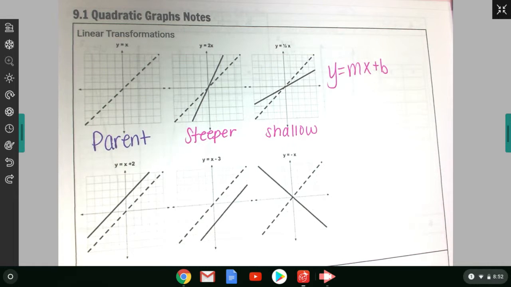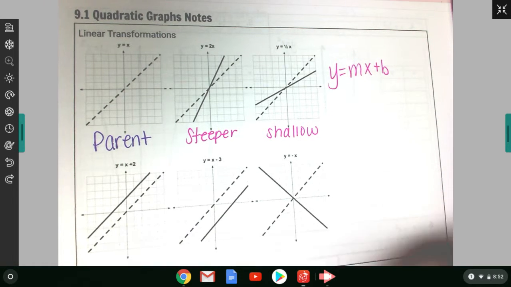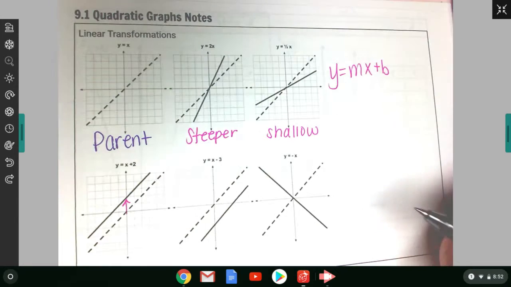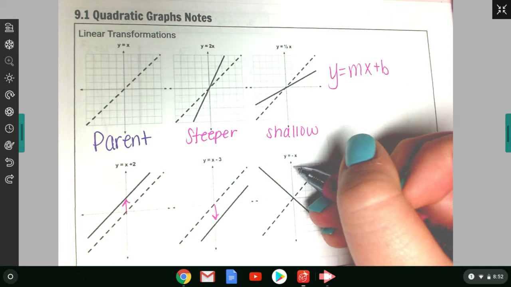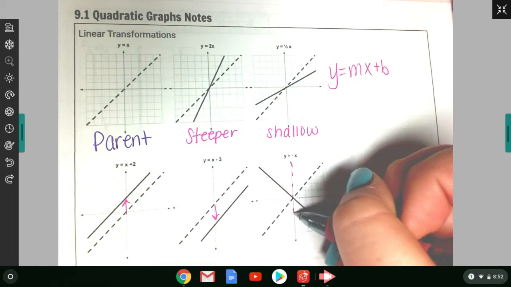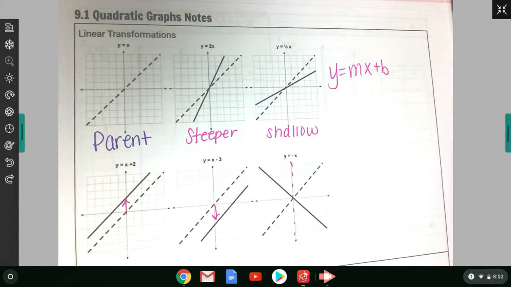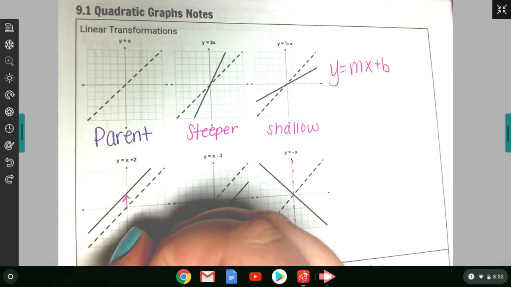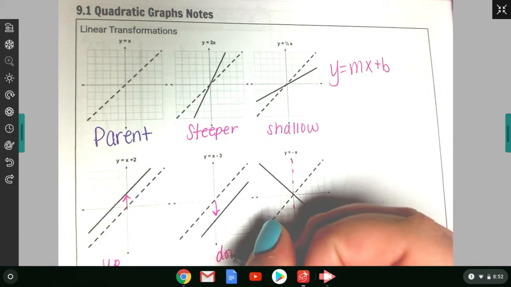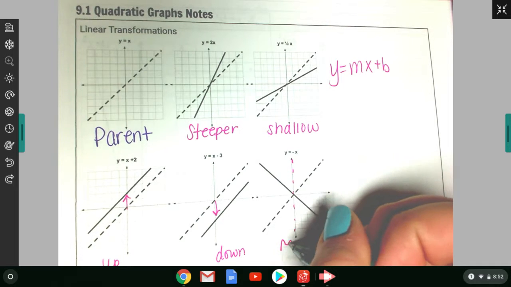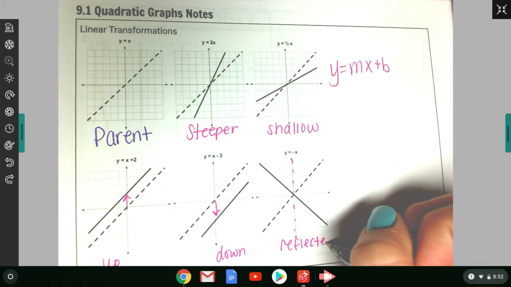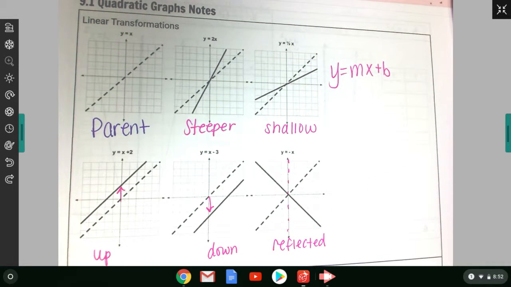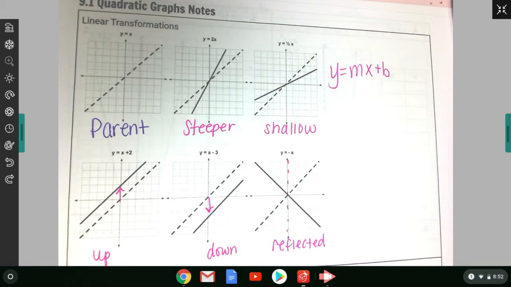That'll come up later. We also know what b does. If we looked at b being 2, notice it just went up 2. If it was negative 3, it went down 3. And if m was negative, it reflected across the axis, so it got flipped. So we've got up, down, and reflected.